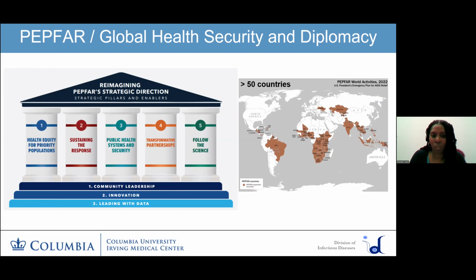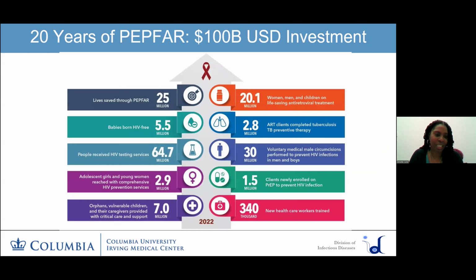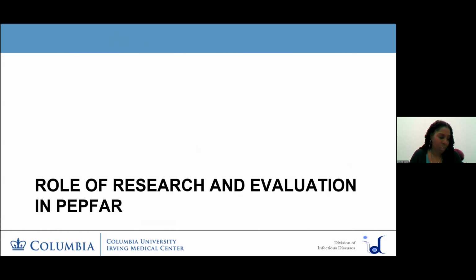And so I think a lot of the terms in what PEPFAR intends to do speaks to the practice of implementation science. And this is just a quick slide that talks about the success in 20 years, with $100 billion estimated as the investment since the inception of PEPFAR in 2003. So here I'll shift and talk about what has been the role of research and evaluation in PEPFAR.